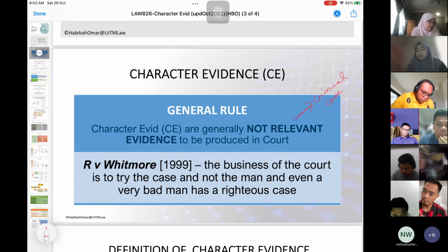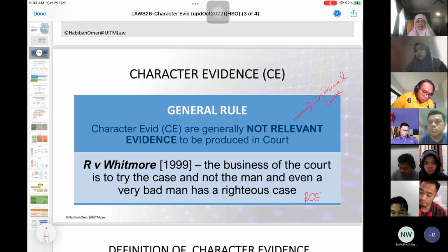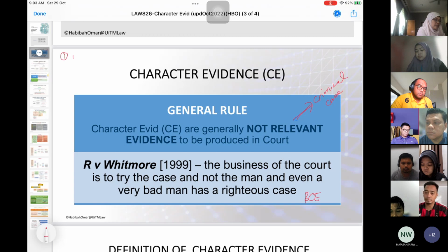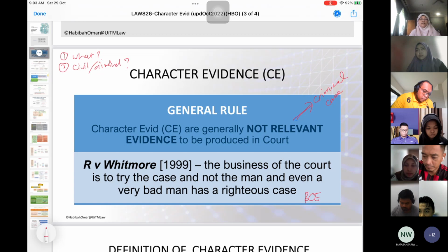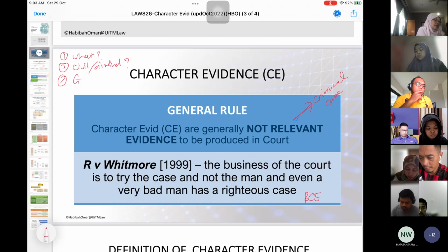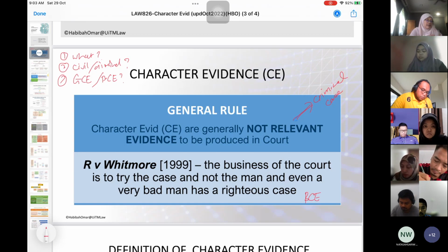The case of R v Whitmore here is referring to bad character evidence. Now, when you deal with character evidence, there are a few things that you have to bear in mind. Number one, we should know what is character. Number two, kita tengah deal dengan civil ke criminal case. Number three, adakah kita tengah deal dengan good character evidence ke ataupun bad character evidence? Dan number empat, kita tengah deal dengan whose character?